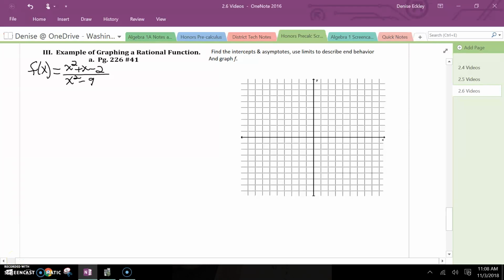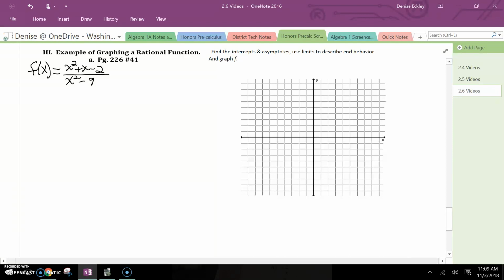The last part of this section asks us to graph rational functions without using a graphing calculator, and to do that by looking at the features of the graph. So we're going to look at the x and y intercepts. We're going to look at any asymptotes it has, and then we're going to use those features to sketch the graph. So let's start with the x and y intercept.